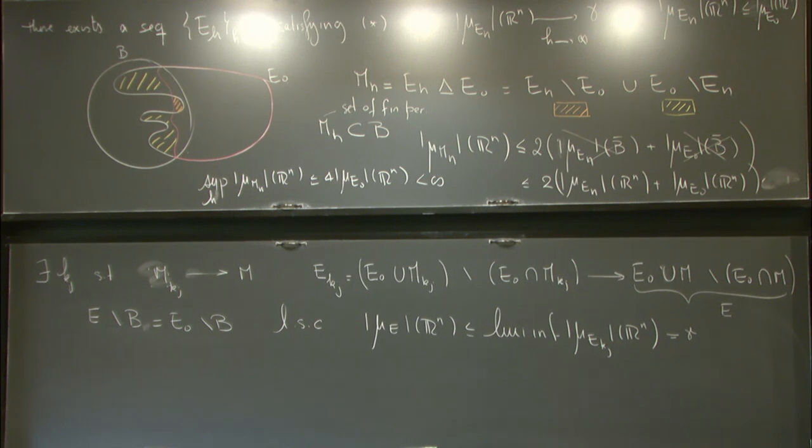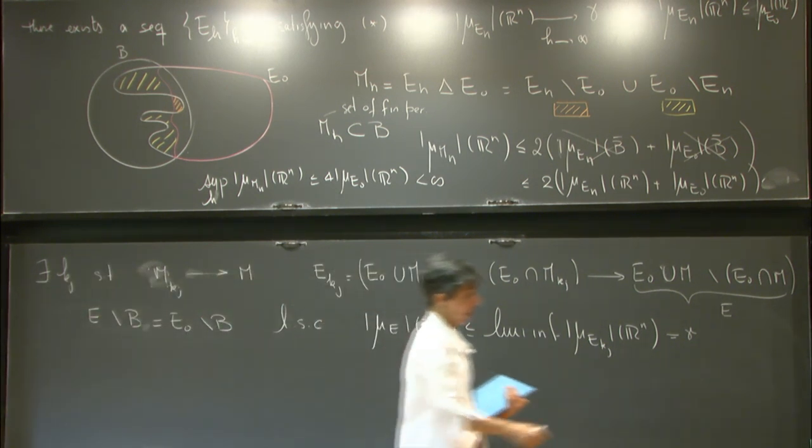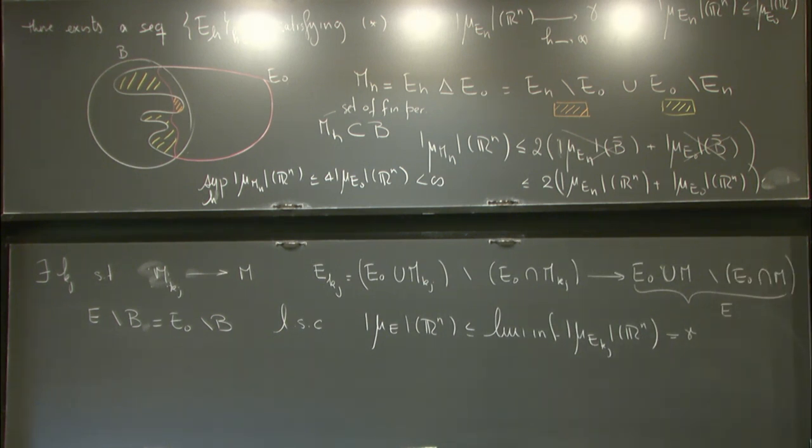So I don't care that you are not a perimeter minimizer when you compare it on very large balls. I only care on small balls. R0 is a small number. Okay? So at scale R0, for every R less than R0, so just the ball over there had radius R0, is any ball of radius R0. And for every x that belongs to the boundary of E, we have two properties.